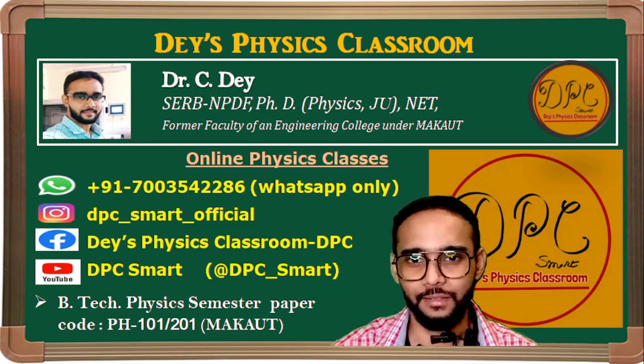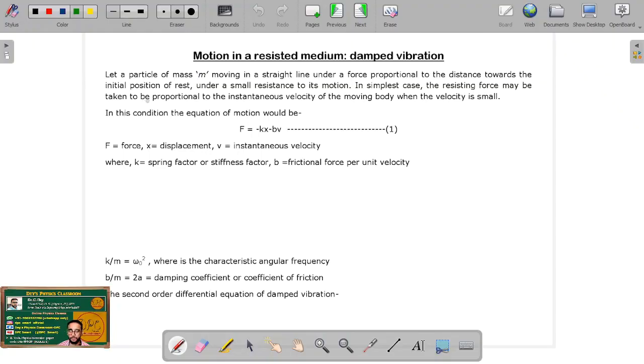Let's start the class. So here we will discuss damped vibration, or motion in a resisted medium. For that, let us take a particle having mass m moving in a straight line under a force proportional to the distance from the initial position of rest, and the particle is also under a resisting force. The mass of the particle is m and the instantaneous velocity of the particle is v. For the simplest case, the resisting force may be taken to be proportional to the instantaneous velocity of the particle, when the velocity is very small.